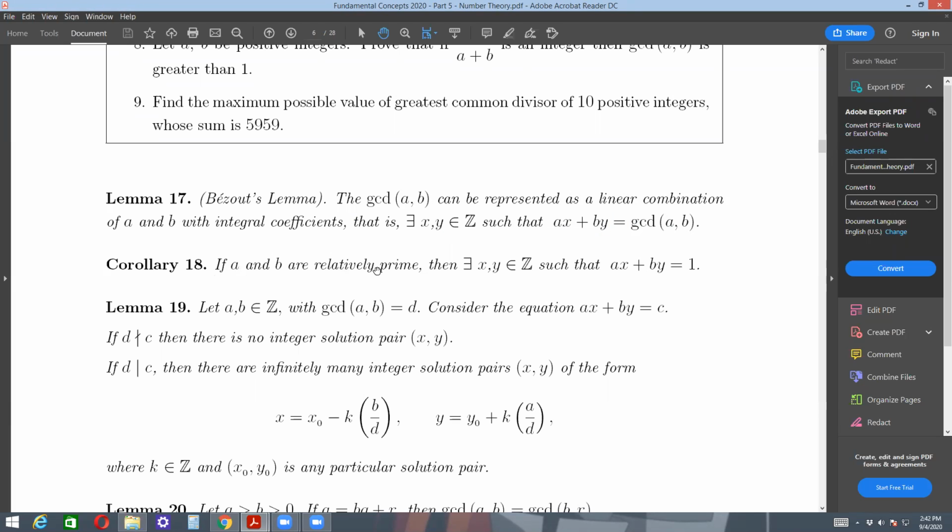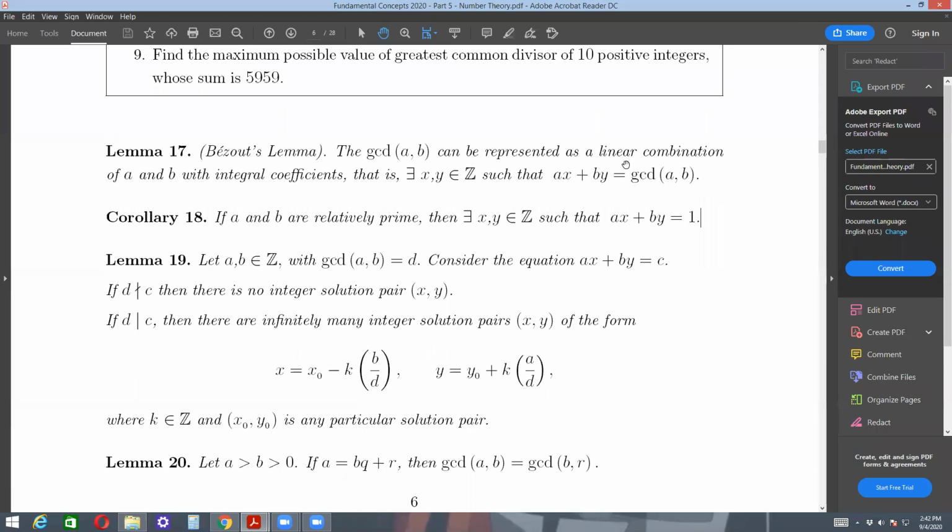So if a and b are relatively prime, then it's always possible to do this, meaning that there is a solution to this equation in terms of x and y, if you know what a and b are. And this here actually gives you what the solution is. Lemma 19 tells you how to solve an equation like this. Well, not just an equation like this, but a more general equation than that.